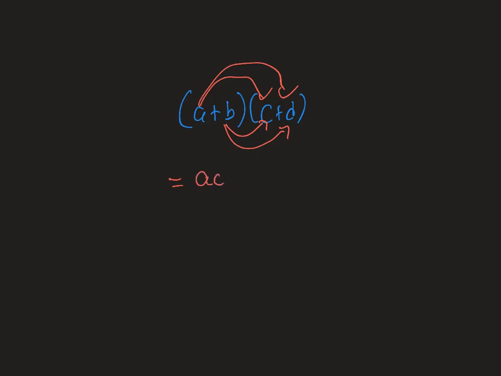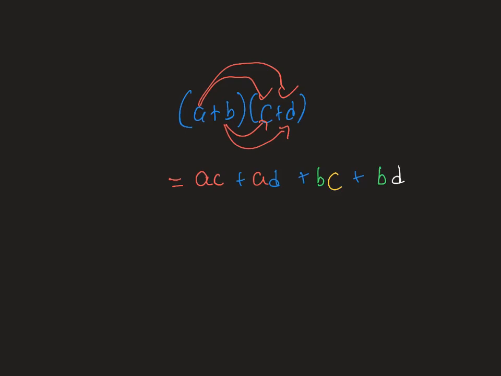I'm going to do this all with different colors. Plus A times D is, well, AD. Plus B times C. I'm going to do that with a different color. BC. And plus B times D, which is BD. I'll use white for that.